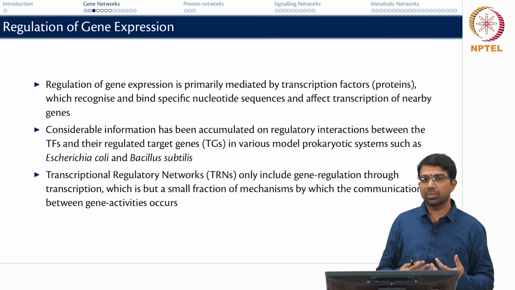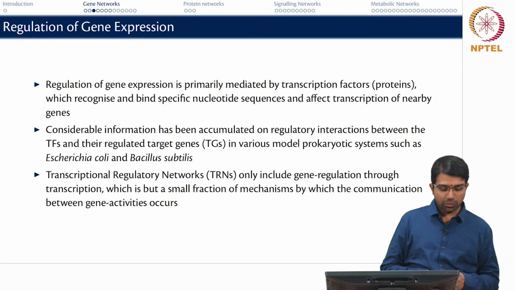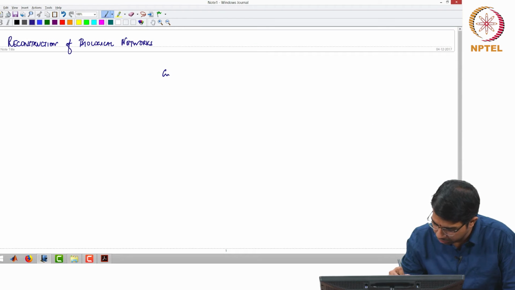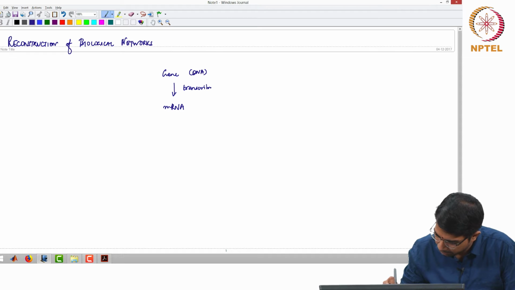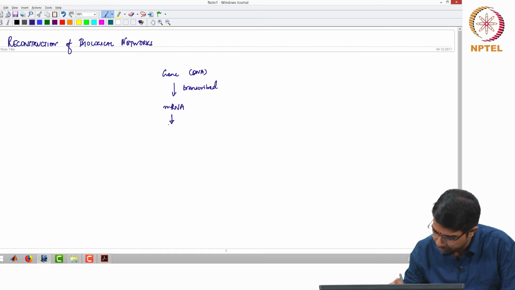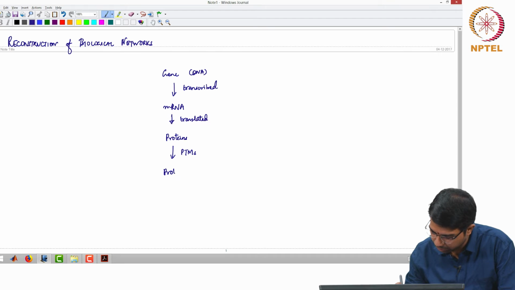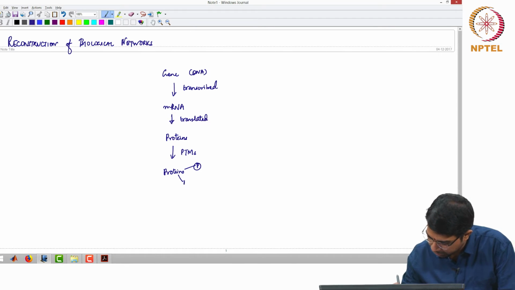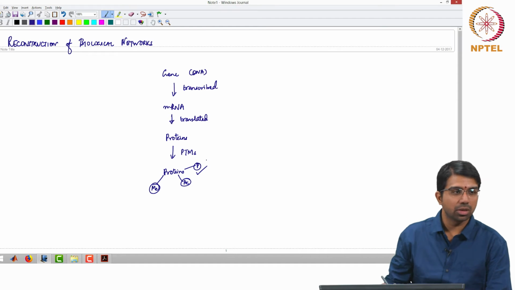The most commonly talked about would be the transcriptional regulatory networks, which involve just the transcription regulation, right. So, if you look at the flow of information in biology, you have a gene, let us call this DNA, this is transcribed to mRNA, translated to proteins, and then you have post translational modifications where your proteins could be phosphorylated, acetylated, and so on and so forth. Typically phosphorylation is the most important operation, right.